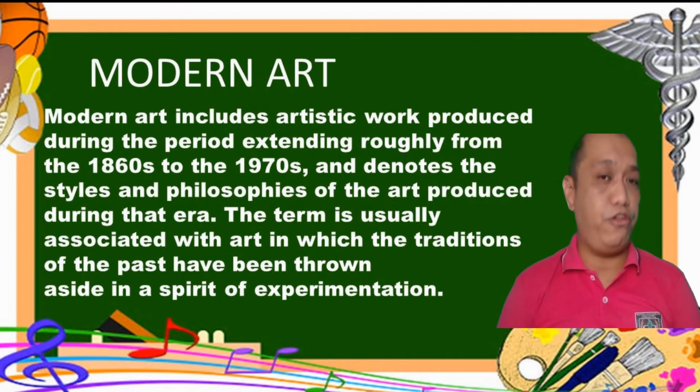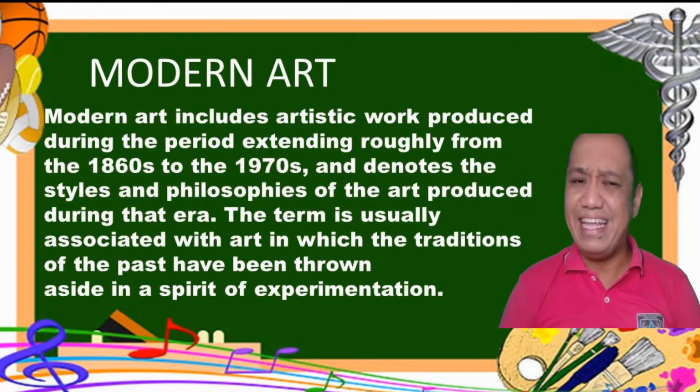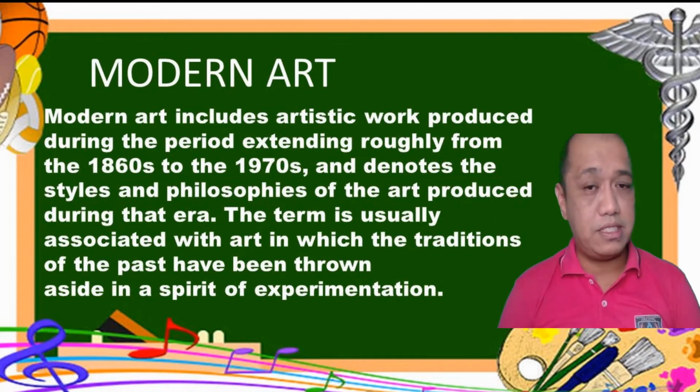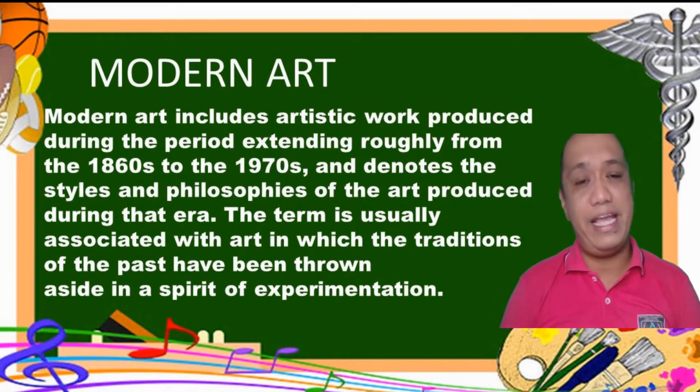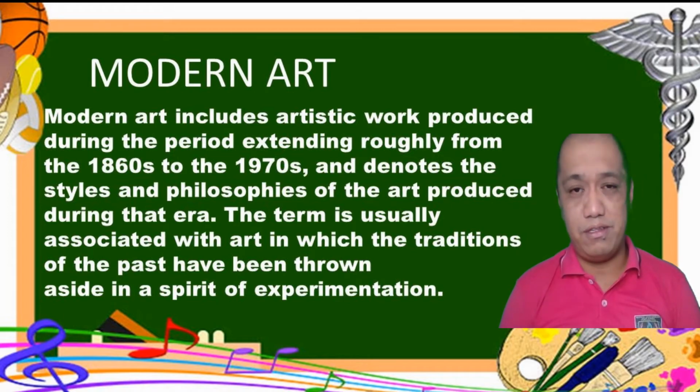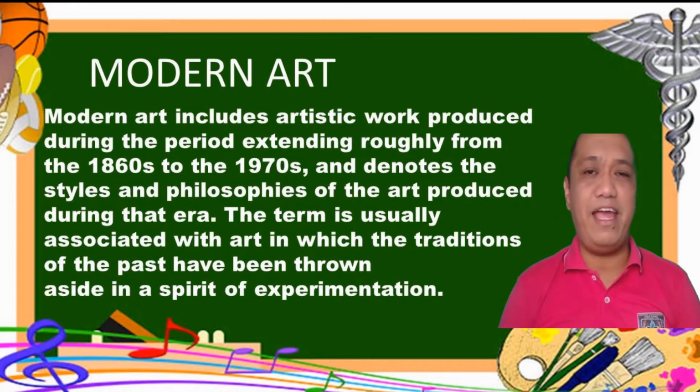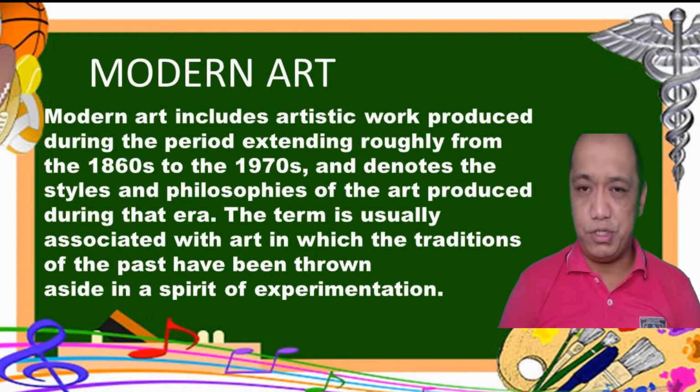Let us define first what is modern art. Modern art includes artistic work produced during the period extending roughly from the 1860s to the 1970s and denotes the styles and philosophies of the art produced during that era. The term is usually associated with art in which traditions of the past have been thrown aside in a spirit of experimentation. So mostly, artists created their artwork with experimentation and not in the traditional way.